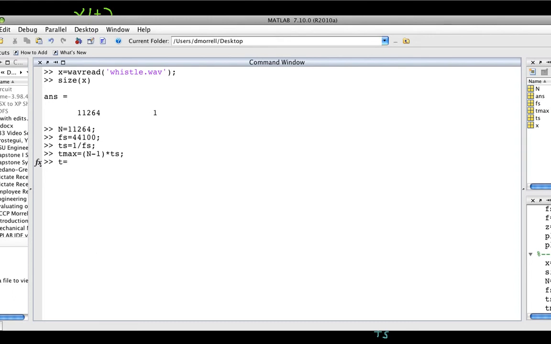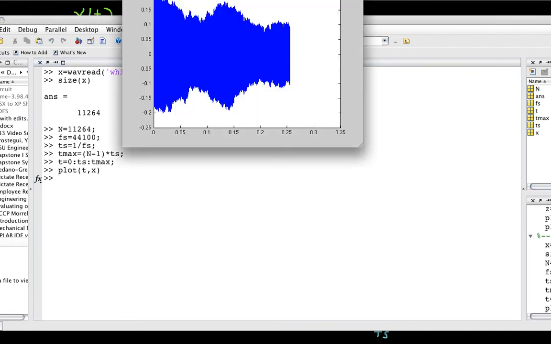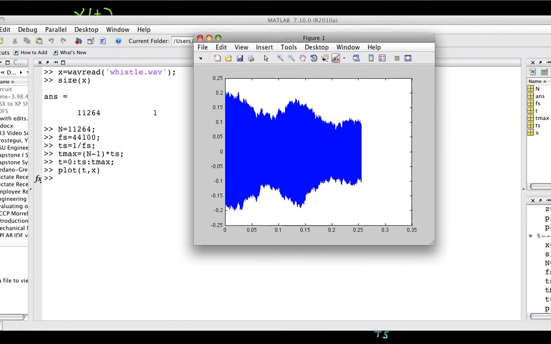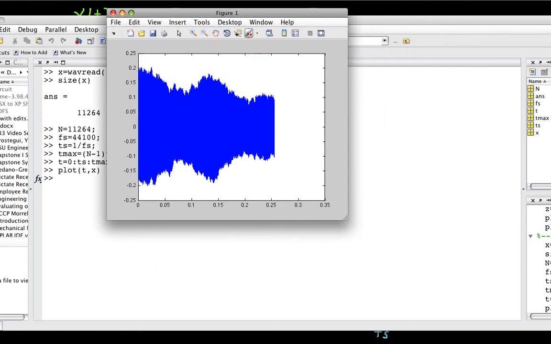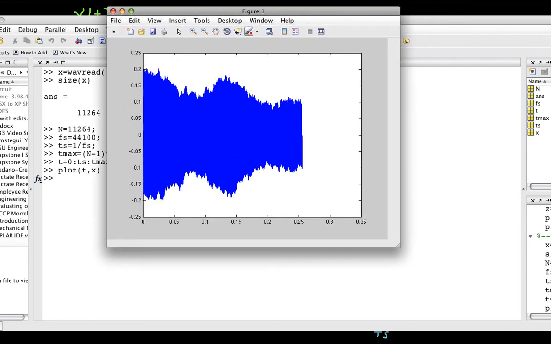I first define a vector t that starts at 0, increments by T_s, and goes to t_max. And now I should be able to plot t comma x. And there it is. This is a plot of the whistle.